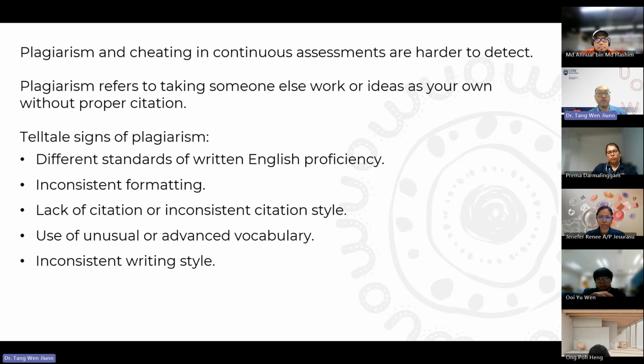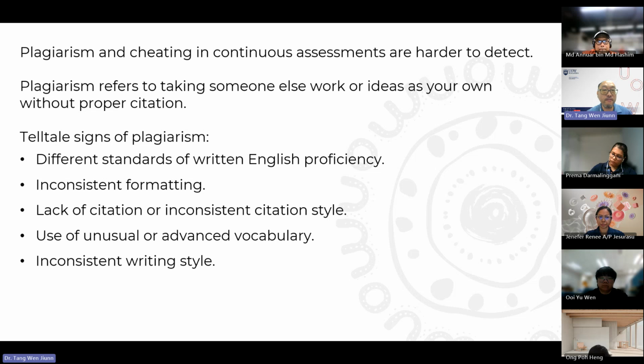What we need to take note of is the plagiarism and cheating in the continuous assessment, especially when it involves take-home assessment, where the students are not monitored, so they can use whatever methods to come up with the answer. Plagiarism is the most common issue over here, where they use other people's ideas without proper citation. And now even worse, we have ChatGPT that can generate answers out of thin air.